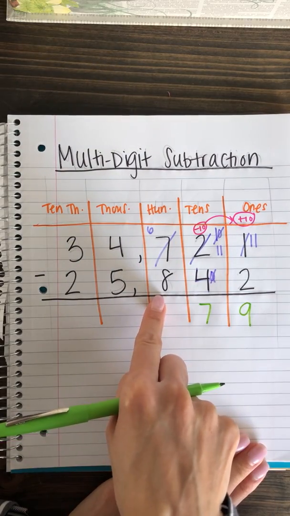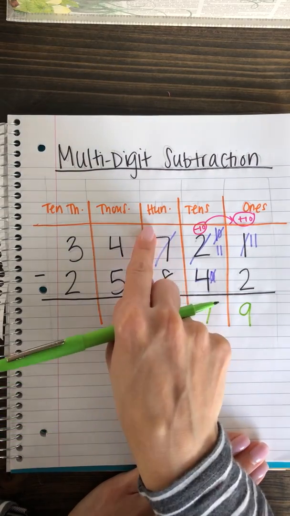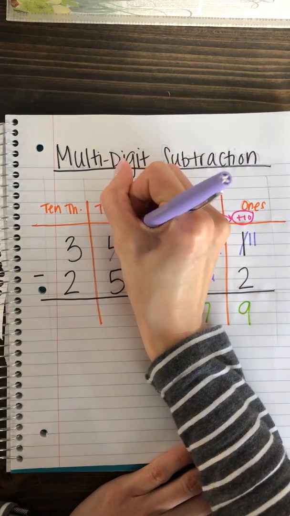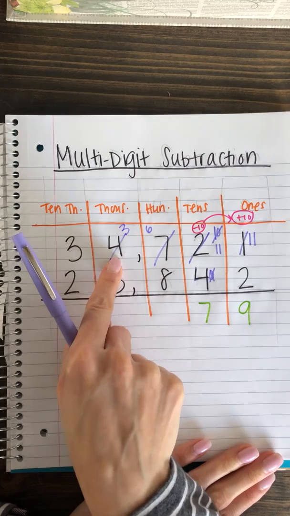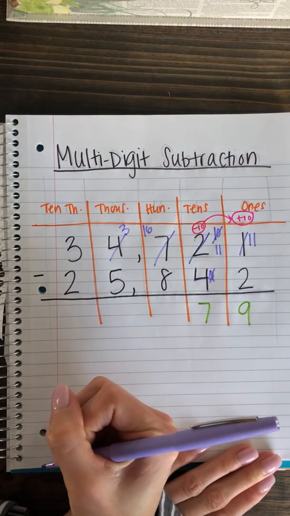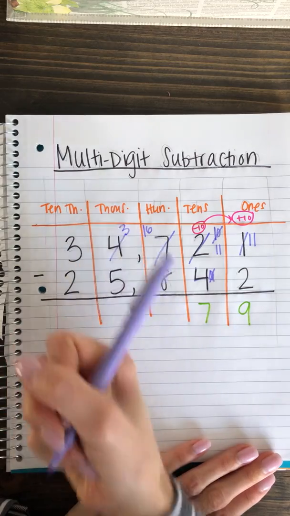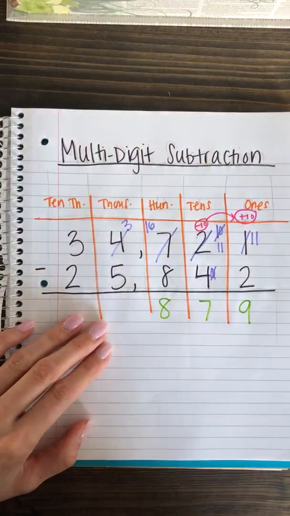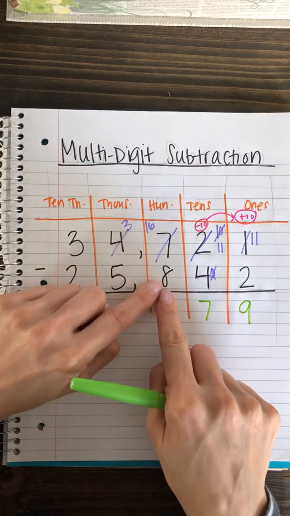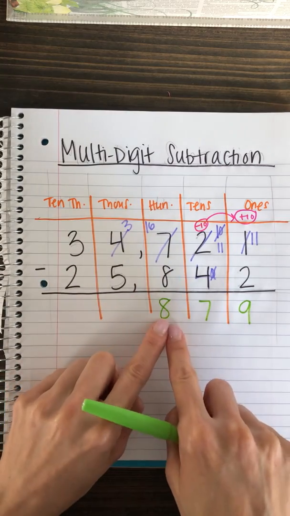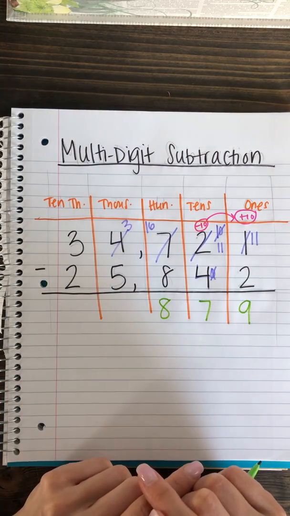So then here, we can't take 8 from 6, so we're going to borrow again. This will turn into a 3, or a 3,000 versus a 4,000, and this becomes 16. 8 minus 16 is 8, or 1,600 minus 800, which is 800.